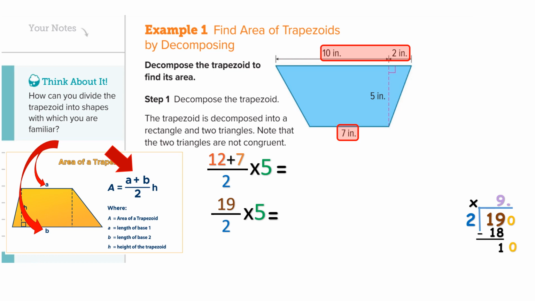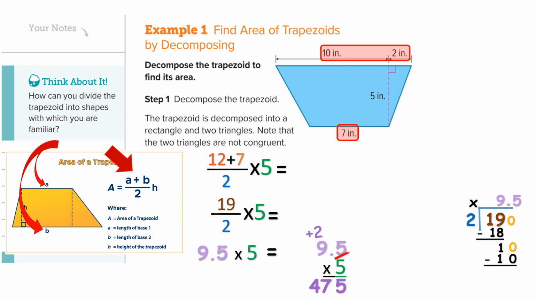So I add my 0 and bring it down, and then 2 will go into 10 5 times. That is 10, so I don't have a remainder. So what I end up with is now I still have my multiply by 5, but I'm going to take my 9.5 or 9 and 5 tenths, 9 and 5 tenths times 5. Well, when I stack those, I get 5 times 5 is 25. And then 9 times 5 is 45 plus 2 is 47.